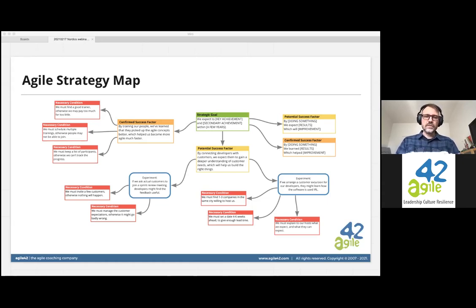And you can see the difference here in wording. The confirmed success factor says by doing something we have learned, which has helped create some results or give us some value. And the potential success factor says by doing something we expect to get some results. And of course, it needs to be motivated and built up. There needs to be a case for why it's worth doing. You can do wild stuff, wild things if you want to.